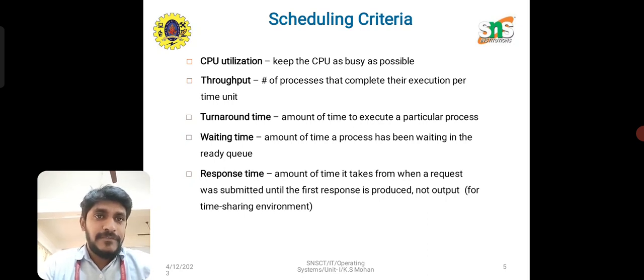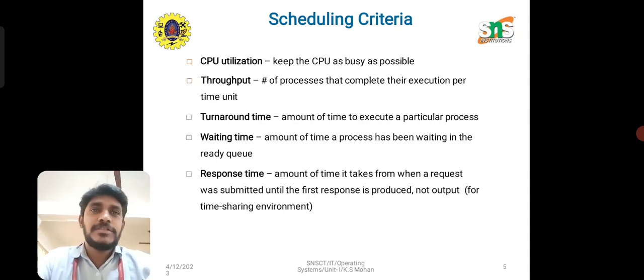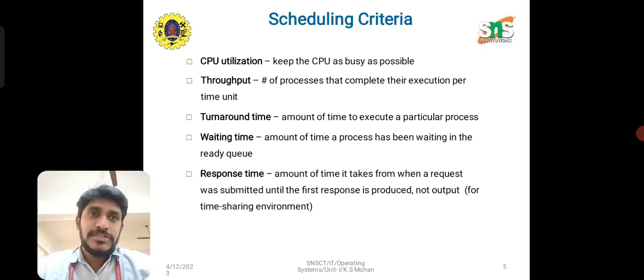So when the request is submitted until the first response is produced, that time gap is the response time. Waiting time is the amount of time a process has been waiting in the ready queue. Suppose job 1 is being processed in the CPU and job 2 is in the waiting state. How much time job 2 spends waiting before it enters the CPU is what we call the waiting time.